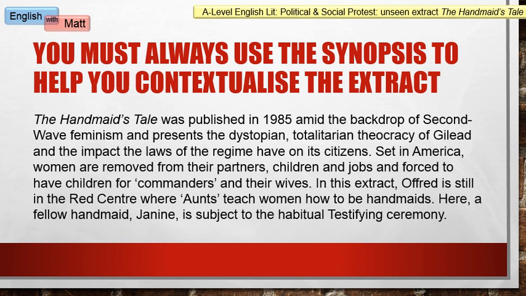So it says The Handmaid's Tale was published in 1985 amid the backdrop of second wave feminism and presents the dystopian totalitarian theocracy of Gilead and the impact the laws of the regime have on its citizens.